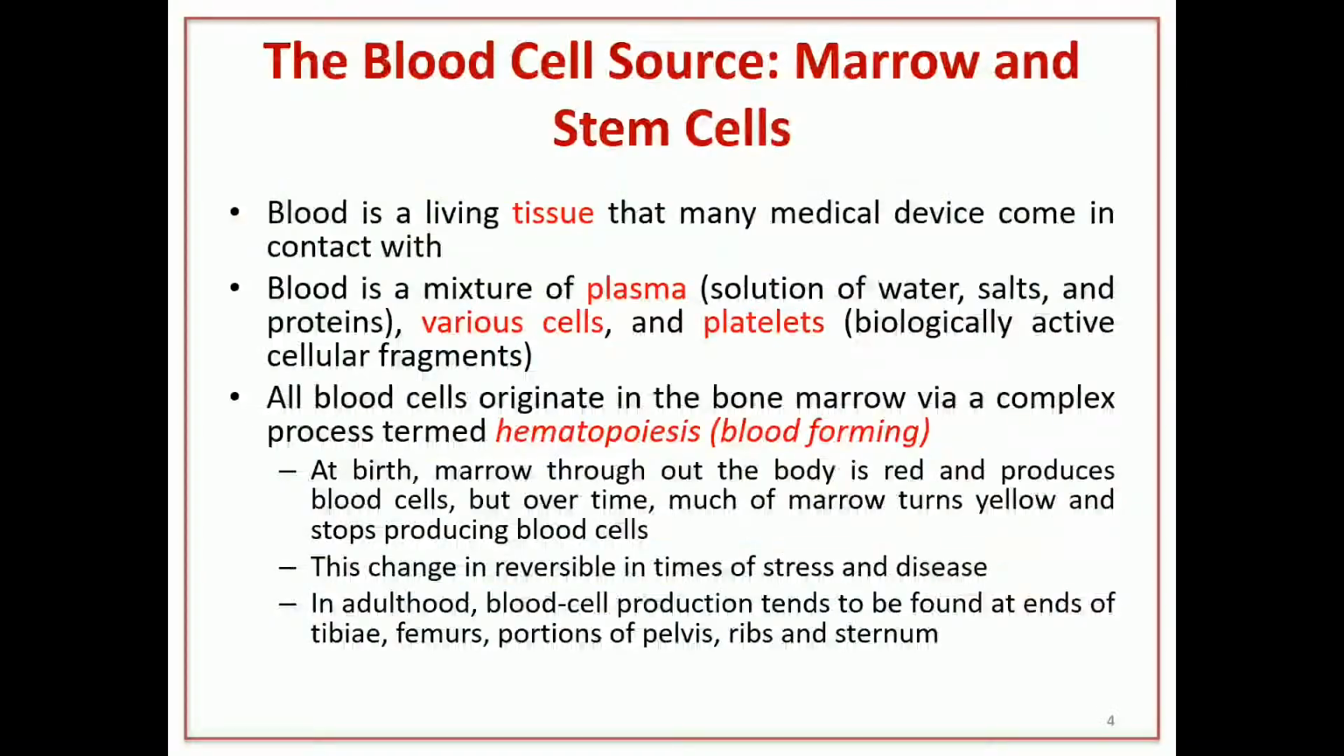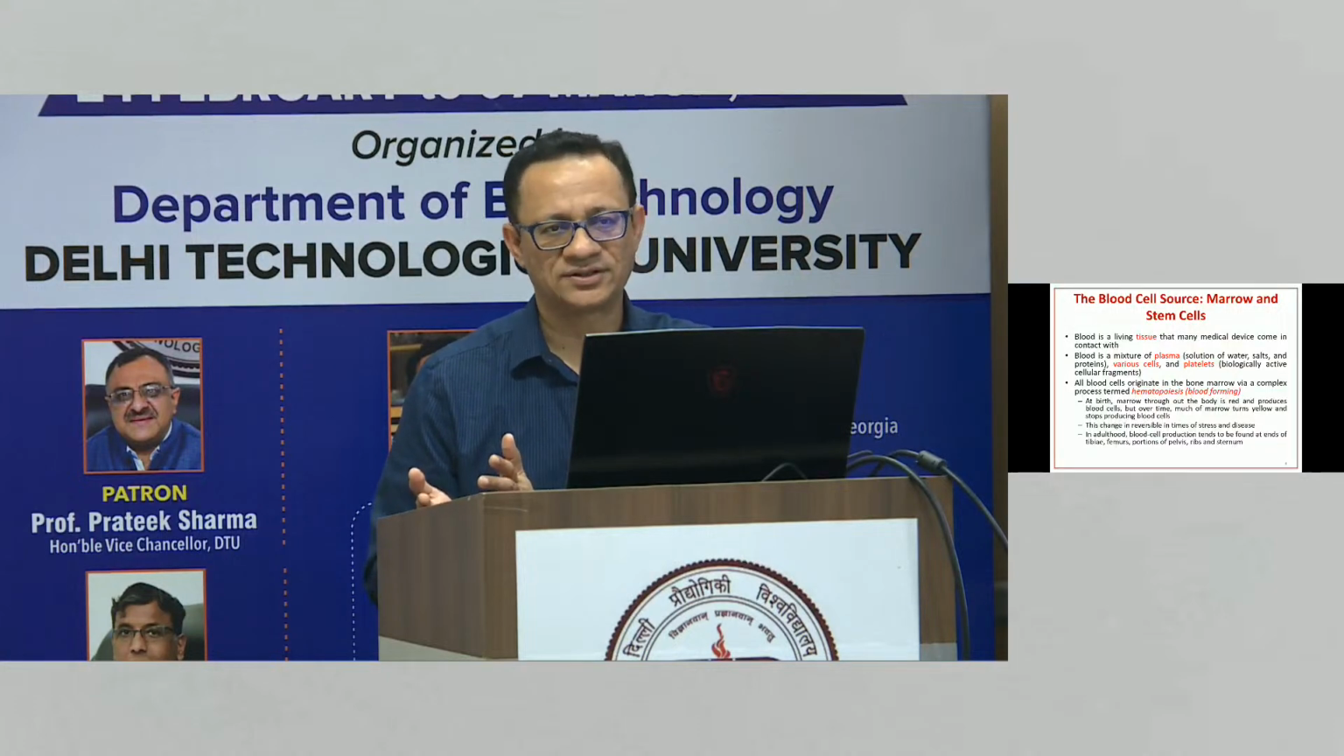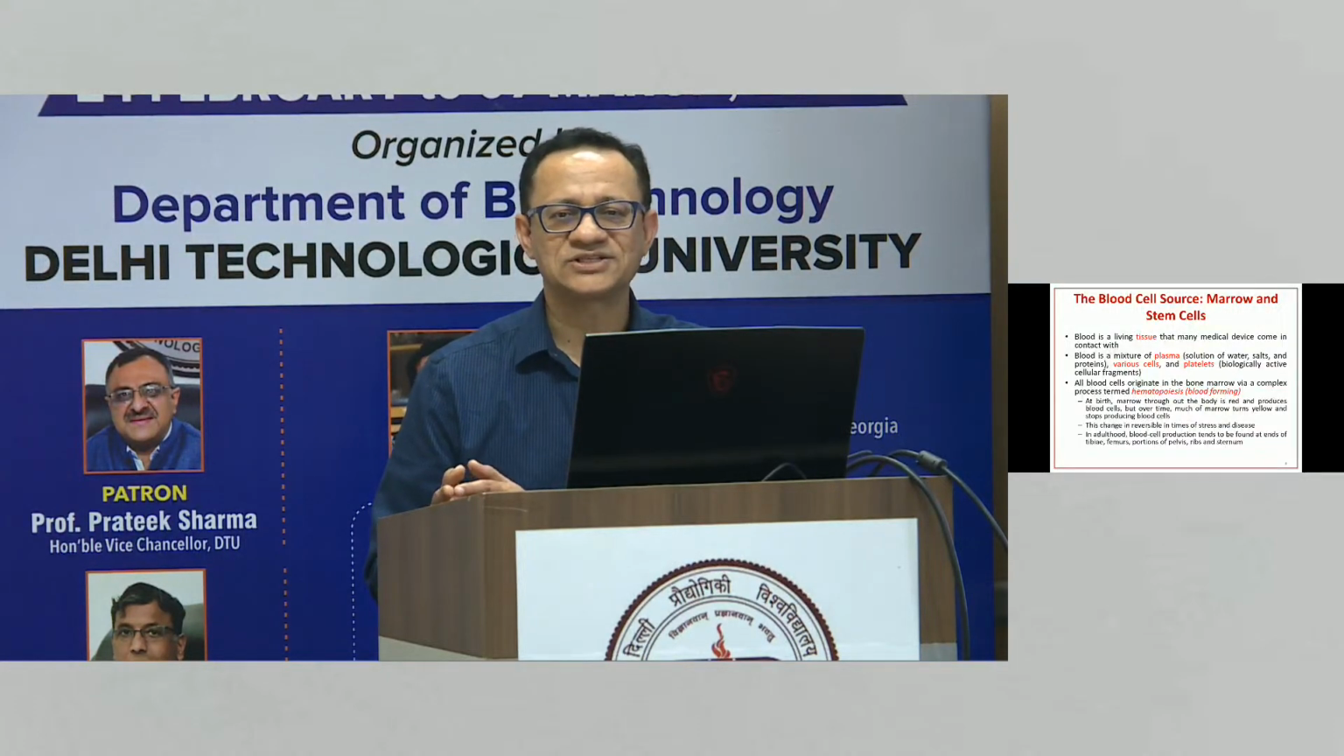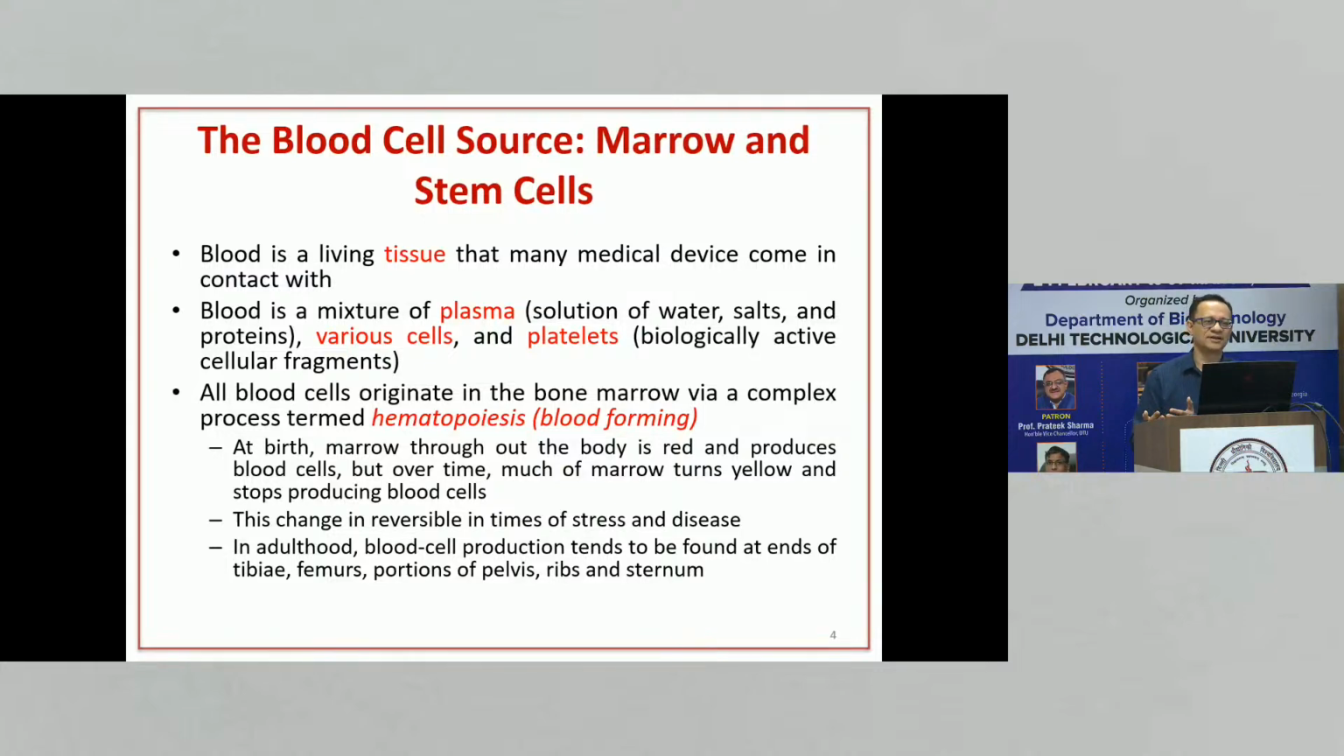Blood is a living tissue that many medical devices come in contact with, right? If you have an implant that's going in the bloodstream, for example, catheters, vascular grafts, stents, extracorporeal devices where blood is going outside, touching the tubing or foreign surface. Now blood is coming in contact with a foreign surface.